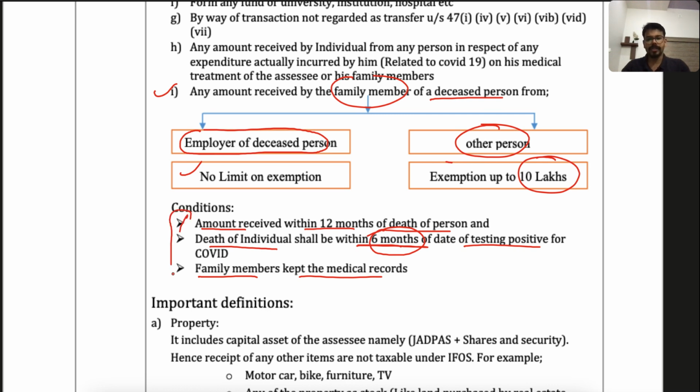So if these conditions are satisfied and you receive any amount from the employer of the deceased person, it is fully exempted without any limit. But if you receive it from a person other than the employer, then it is exempted up to 10 lakhs. That's another amendment.